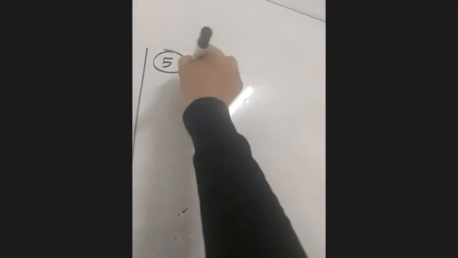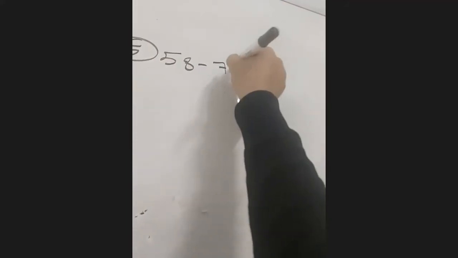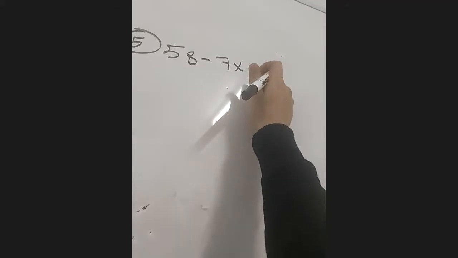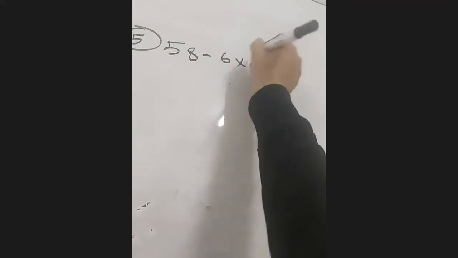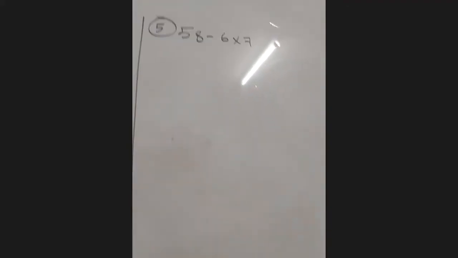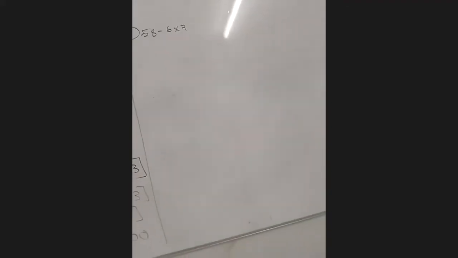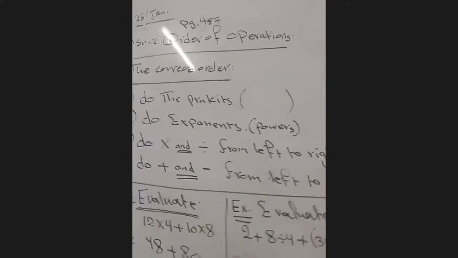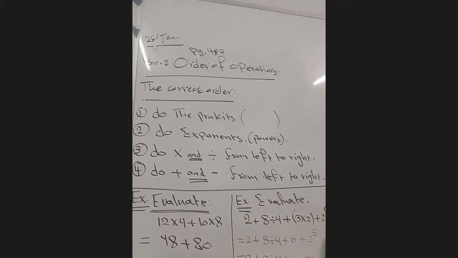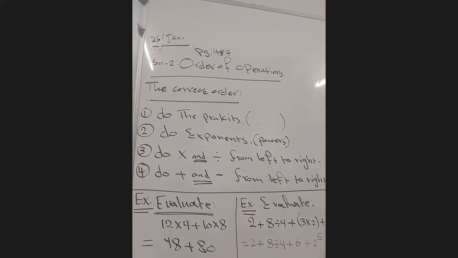58 minus 7 multiply 6 multiply 7. Do you understand the lesson, Muhammad? So easy, the lesson. Okay, yalla. What will we do first? What's the first step? First step, we should see if we have parentheses.